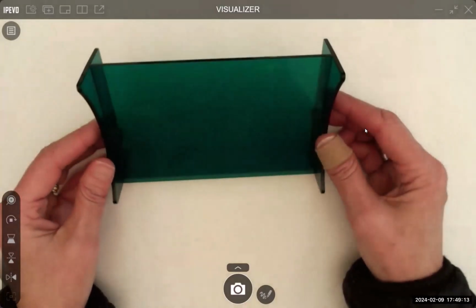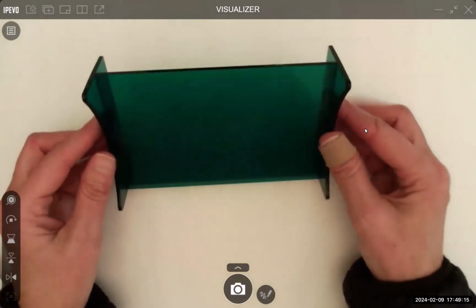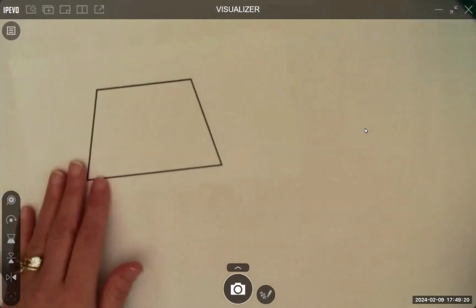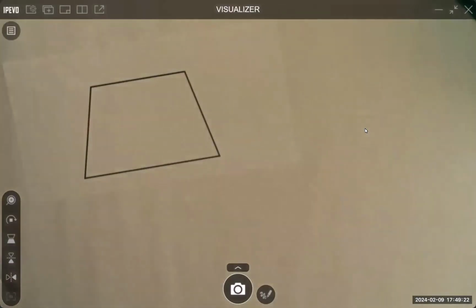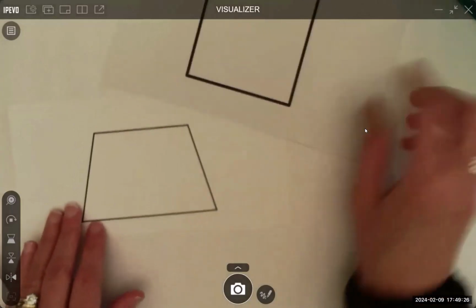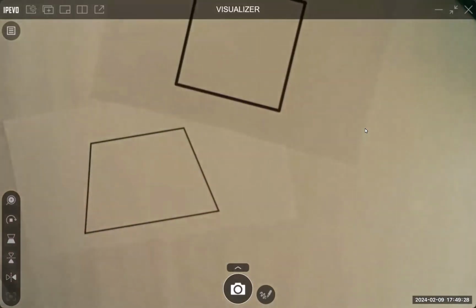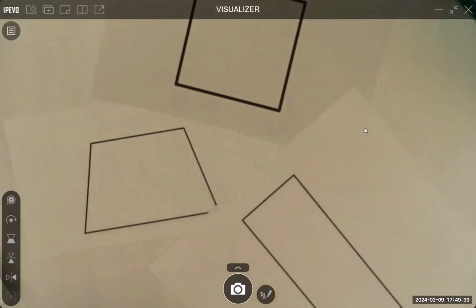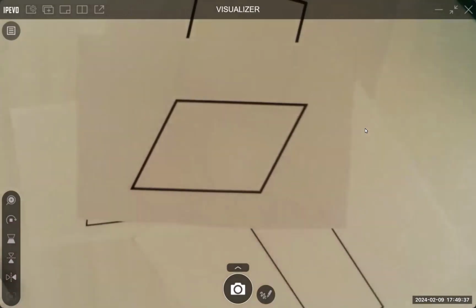Okay. So what I'm going to do, we are going to look at a trapezoid using the Geo-Mirror. We are going to look at a square using the Geo-Mirror. We are also going to look at the rectangle again through the Geo-Mirror. And then we are also going to look at a parallelogram through the Geo-Mirror. All right. So let's get started with that.